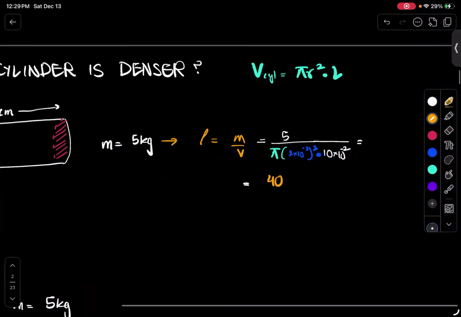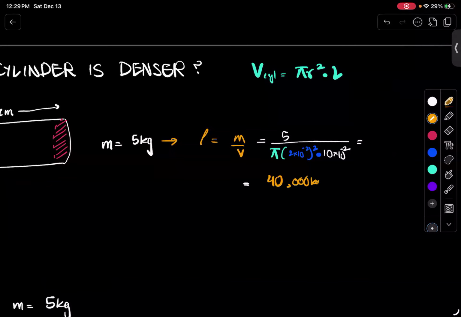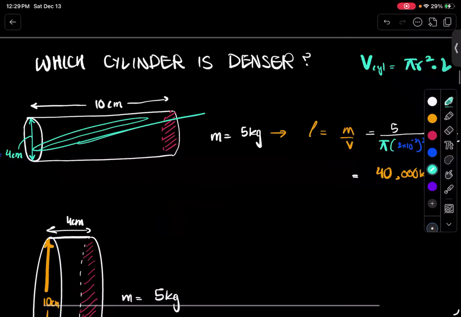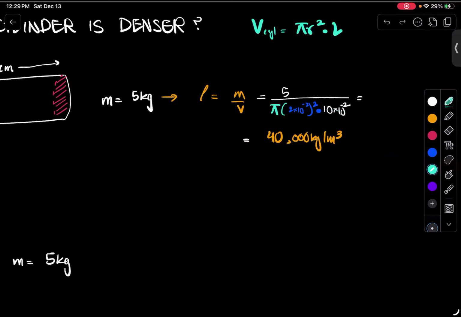Okay, so 40,000 kg per meter cube. So this is a really, really heavy material. That means in 1 meter cube of this cylinder, it's going to have 40,000 kgs.